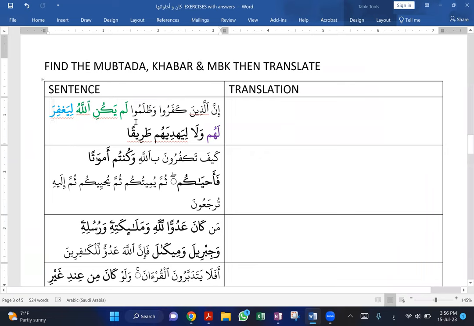Yes, Fauzia, you want to say something? I wanted to ask, if there was no li there, and because this is a khabar, would it still be yaghfira, since it would be a khabar of kana? No, it would be yaghfiru. Tell me why. Khabar of kana can only be mansub when it is a what?